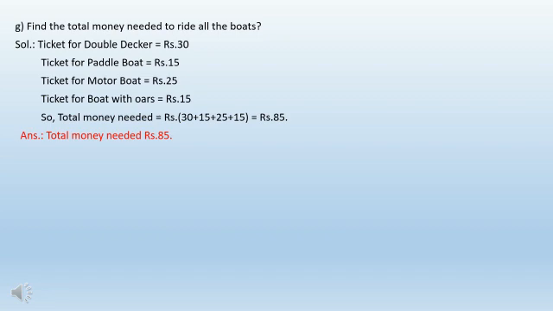And now we will find out the total money needed to ride all the boats. And solution, ticket for double-decker boat equals to rupees 30 each, ticket for paddle boat equals to rupees 15 each, ticket for motor boat equals to rupees 25 each and ticket for boat with oars rupees 15 each. So total money needed is equals to rupees 30 plus 15 plus rupees 25 plus 15 is equals to rupees 85. So they need rupees 85 only.